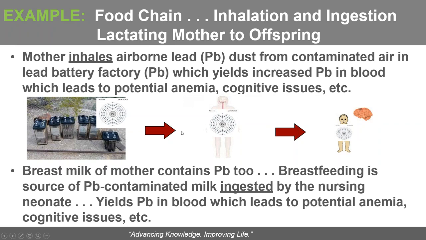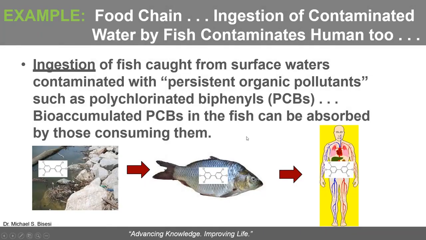So this is an example where in some respects the mother is almost serving like a vector, so to speak, but it's indirect exposure because it was the mother that was directly exposed, not the child. And then there can be, depending on the rate of exposure, the duration of exposure, the level, it can result in adverse impacts to the child. We see this in the food chain as well.